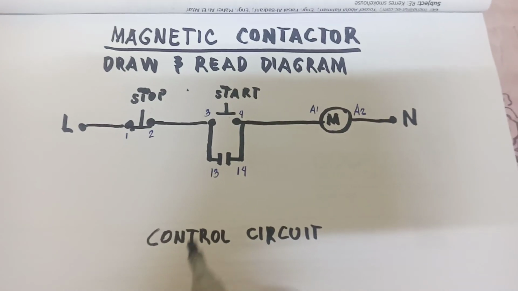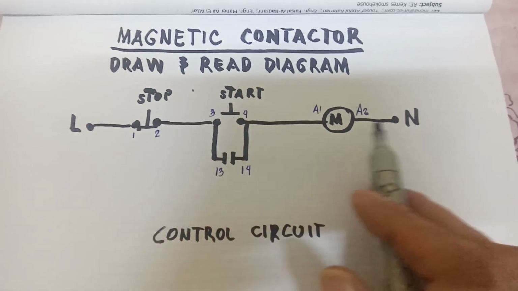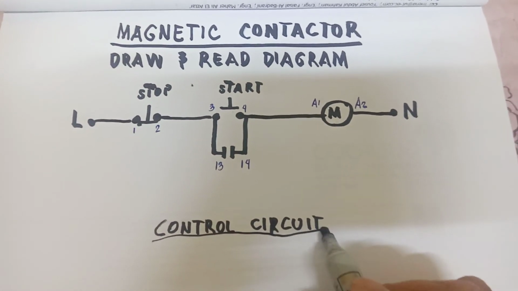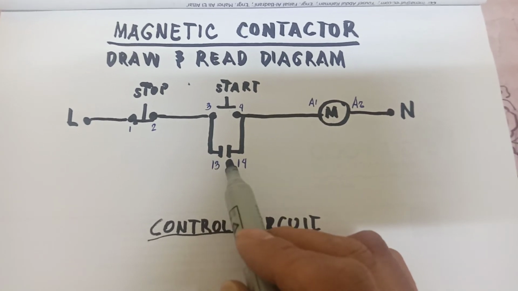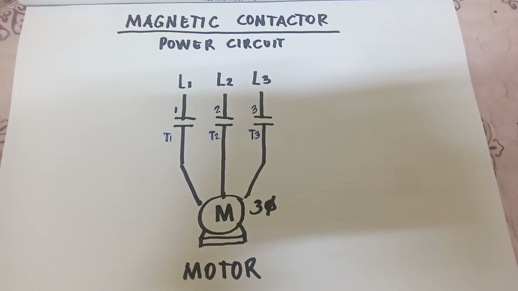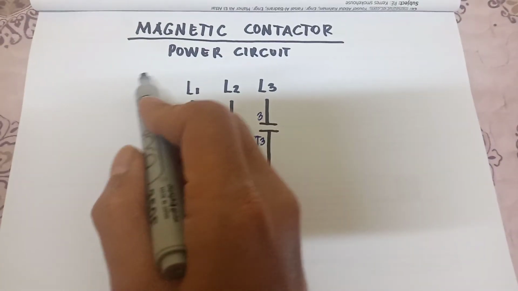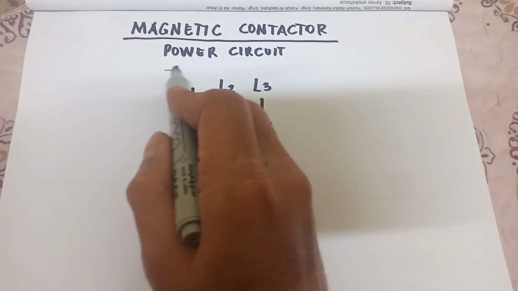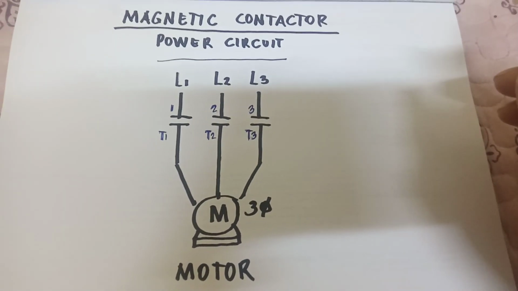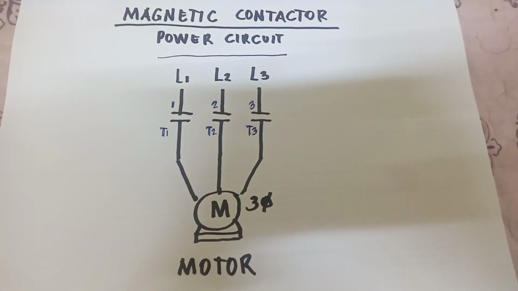And once again, this ladder diagram is what we call the control circuit, using the auxiliary contact and coil contact. And this diagram is what we call the power circuit, using the main contacts.